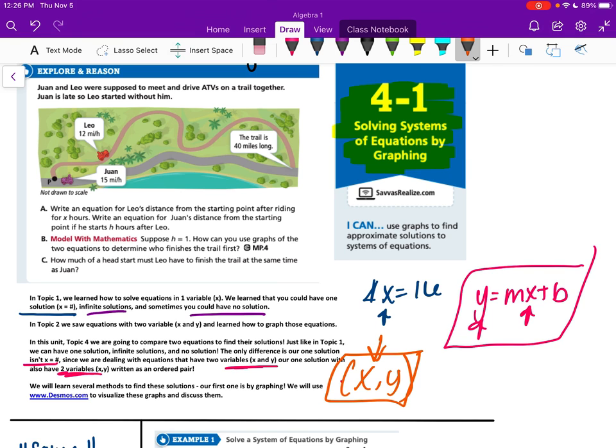We're going to learn several methods of how to find these solutions, and this section focuses on our first method, which is solving systems by graphing. So in order to graph these equations, we're going to use Desmos.com to visualize these graphs and discuss them. If you're on a computer, you can literally go to the website Desmos.com. If you are on a tablet or on a phone or anything, you can download the Desmos Graphing Calculator app. That's what I'll be using here on this iPad.